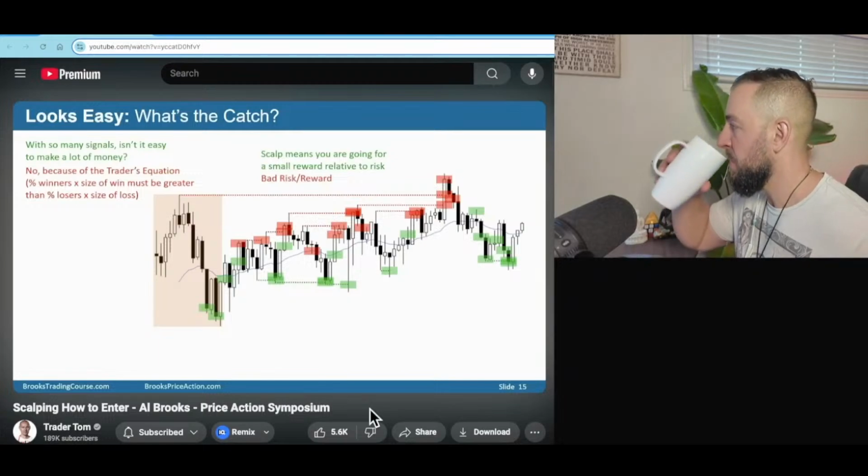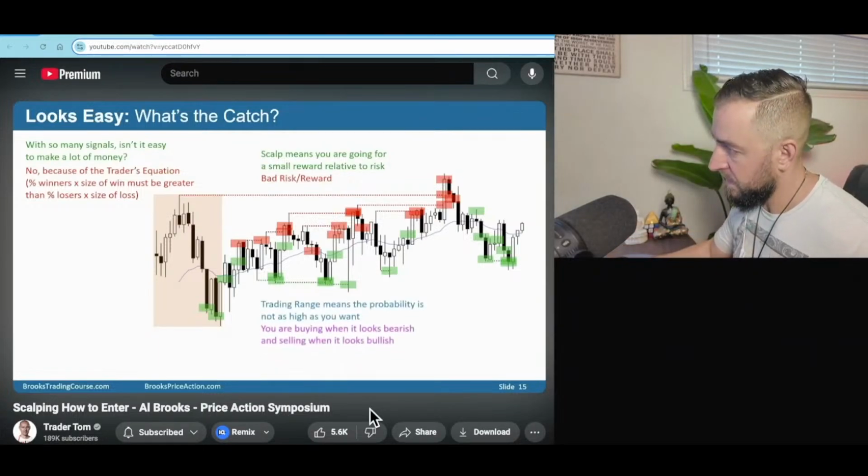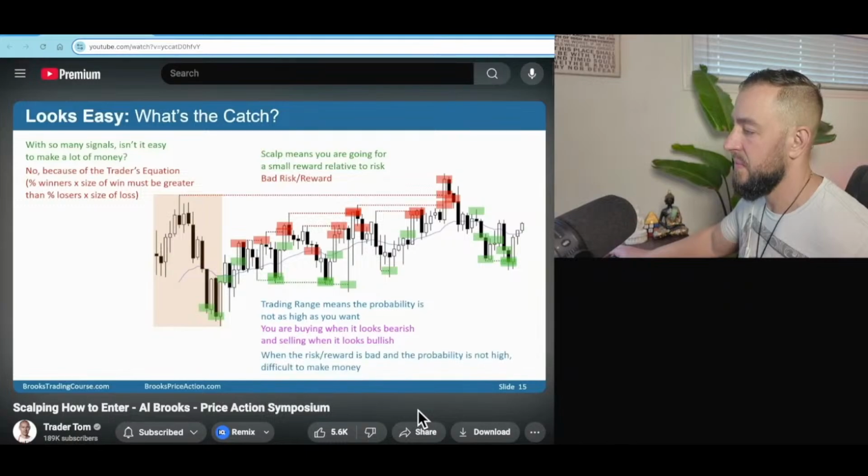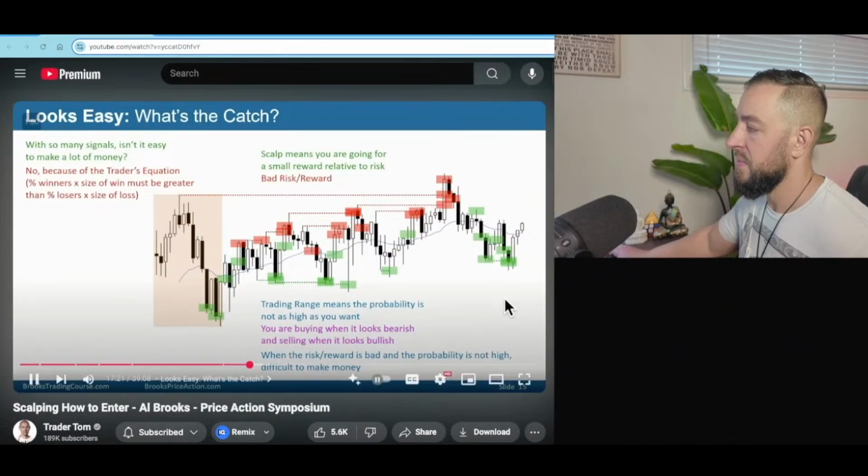A scalp means you're going for a small reward relative to risk. So you have bad risk reward. And in a trading range, the probability is never as high as you want. Things are never as clear as you want. You're buying when it looks bearish and you're selling when it looks bullish. So you have bad risk reward and the probability is not especially high. And that combination makes it difficult to make money unless you're an experienced scalper who can scale in and not panic and not do the wrong thing.